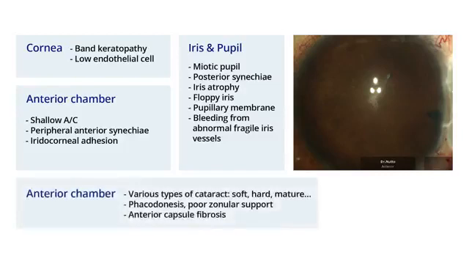The lens can be varied. You can have a very soft lens, you can have a very hard lens, you can have a mature cataract in uveitis cases. Zonular support can be compromised. You can have phacodonesis, and sometimes you do not know until you go into the surgery because the lens is held by the posterior synechiae. Anterior capsular fibrosis can compromise capsular access and cause problems during the surgery.